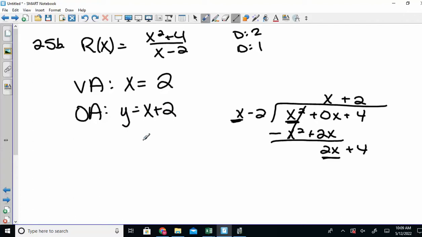So our oblique is y equals x plus 2. Where did the 2x come from? When I added, okay, so I had to take this x times that whole thing. So x times x and x times 2. Oh. Other questions?